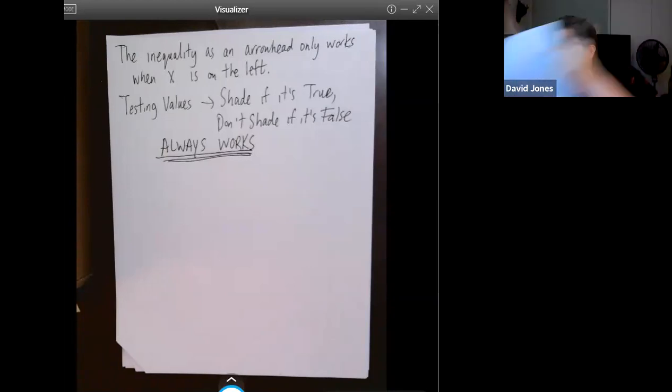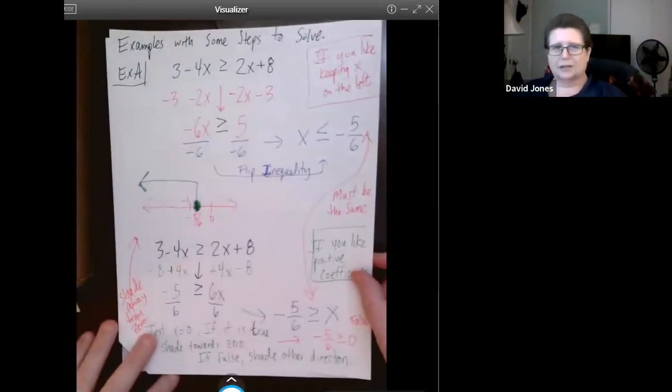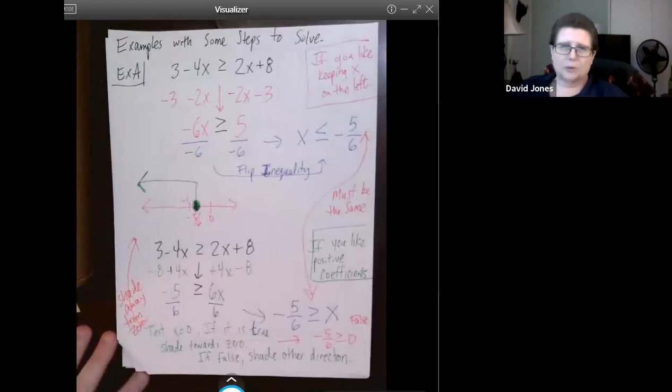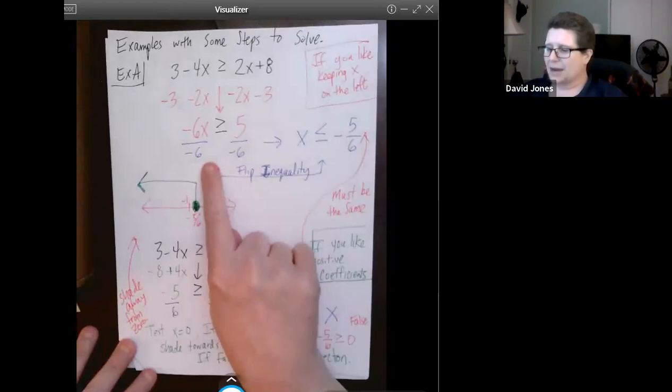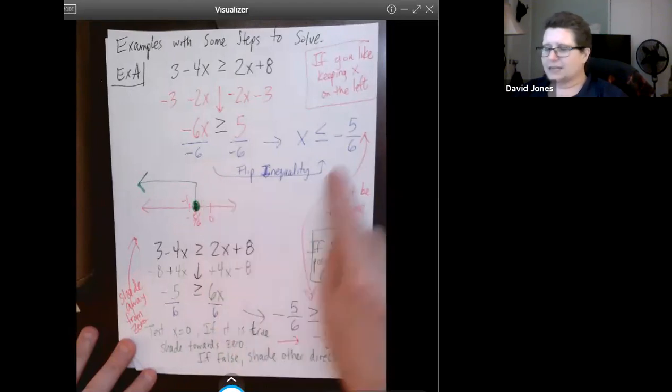Now, there's pros and cons. Let's go back and look at this page for a second. There are pros and cons to each method. If I force x to stay on the left, I might end up with negative coefficients, and it's easy to forget to flip the symbol.